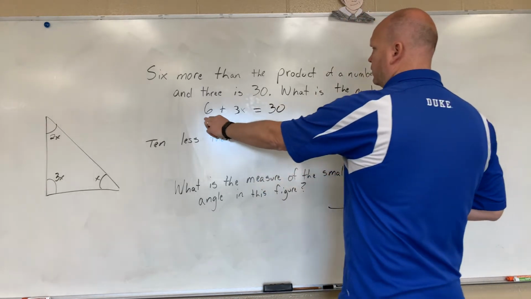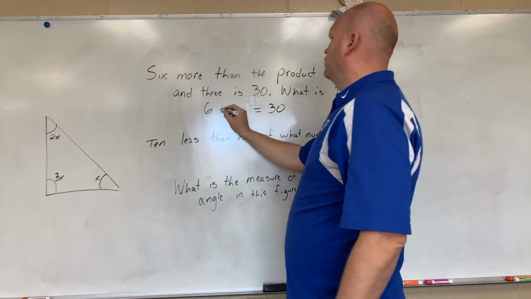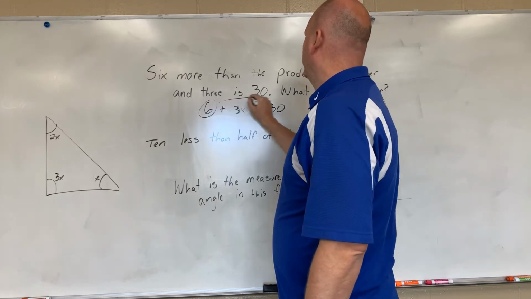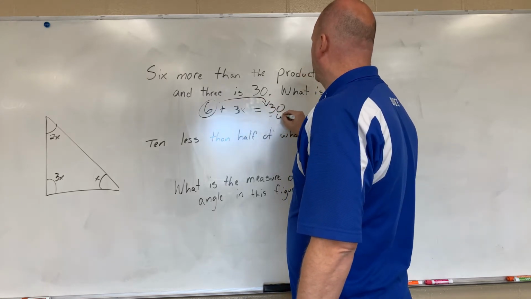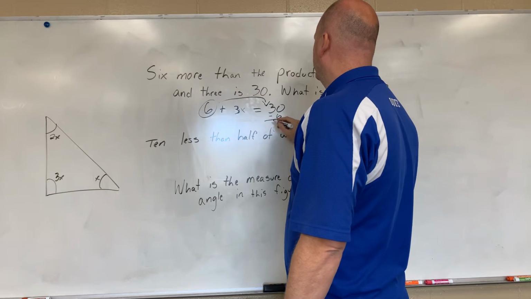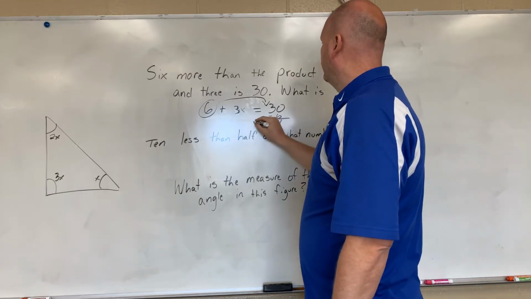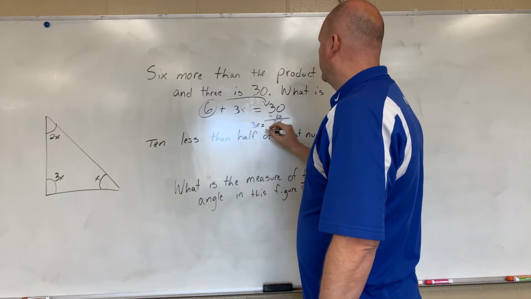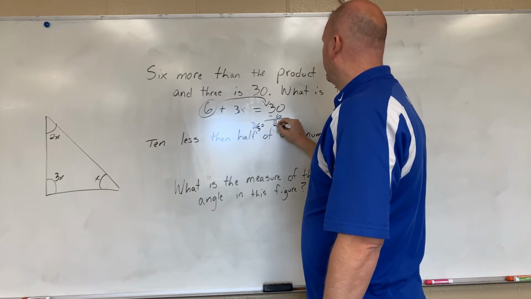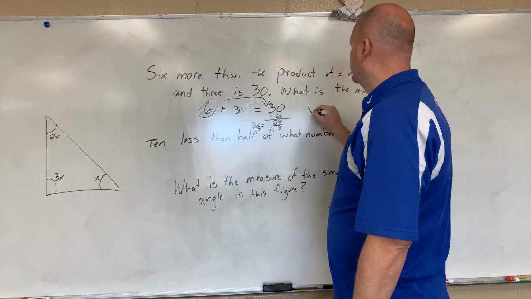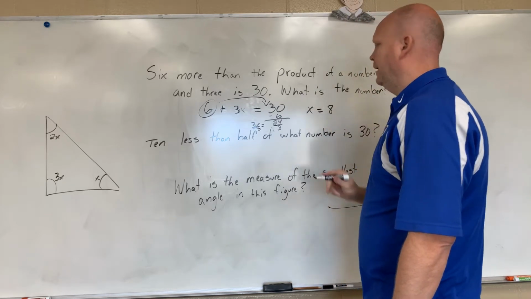Here is our original equation. So then we take the 6, move it over to the other side. Now we are subtracting 6. It changes its sign when we move it to the other side of the equal. That becomes 24. So now we have 3x equals 24. We divide both by 3. And our answer is x equals 8.